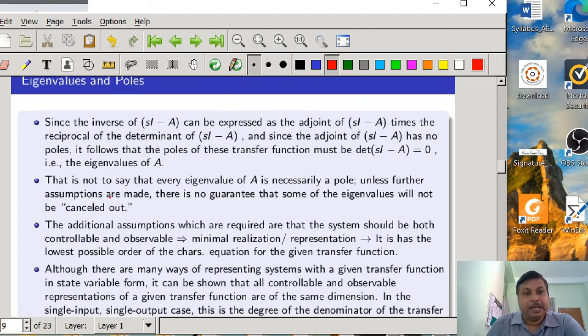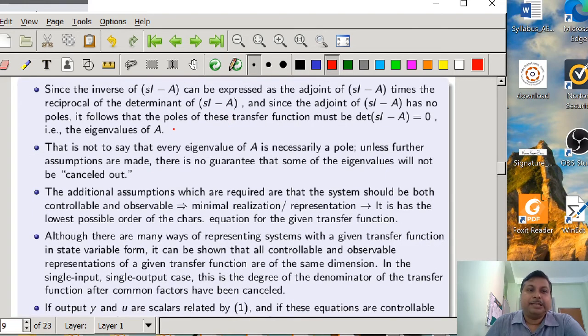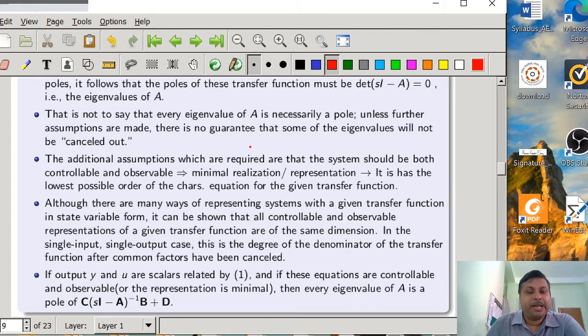We will definitely discuss this phenomenon with an example in this lecture, but a little bit about this issue now: the additional assumption required is that the system should be both controllable and observable. You can guarantee that the eigenvalues of A and the poles of the system will be the same only when the realization you have created, the state space representation, is both controllable and observable. At this point we do not know what controllability and observability are, but just remember this fact.